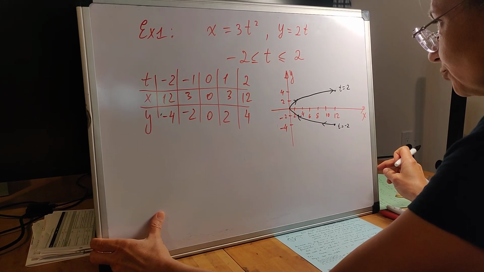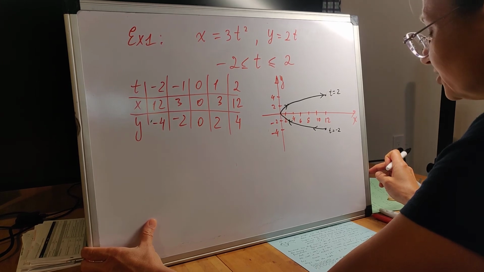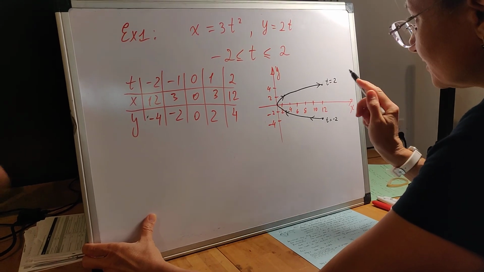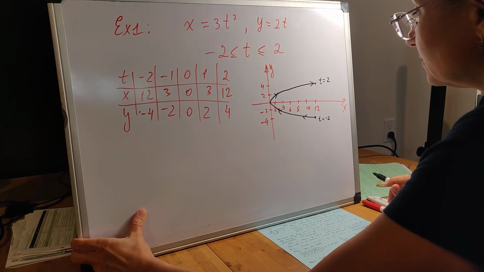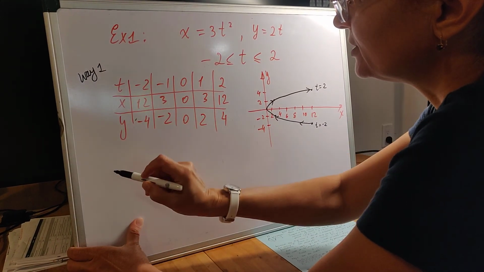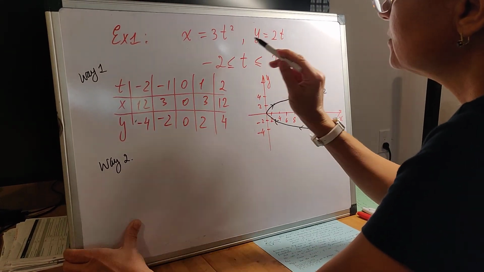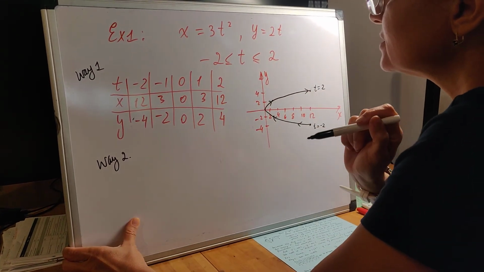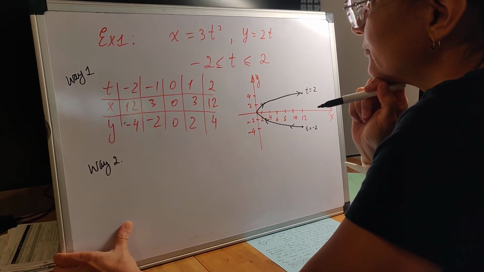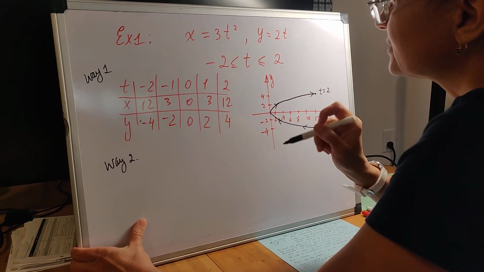what can I do to graph this without doing a table? Well, the table has just 5 points, maybe I did not graph them very accurately, and that's why it's looking like a parabola. So that was way number 1 to graph a parametric curve. Way number 2 is to eliminate t from these 2 equations and see what kind of curve I'm going to have if I express it as only a curve of x and y.